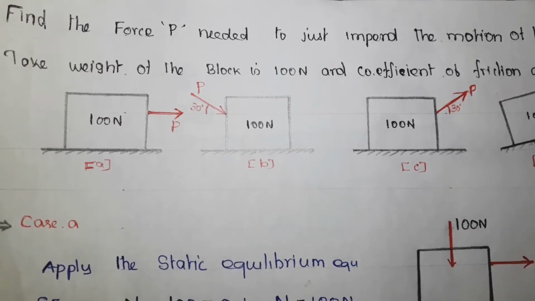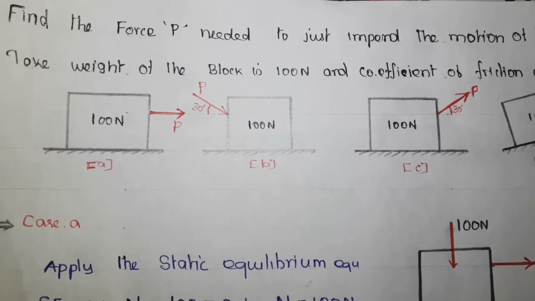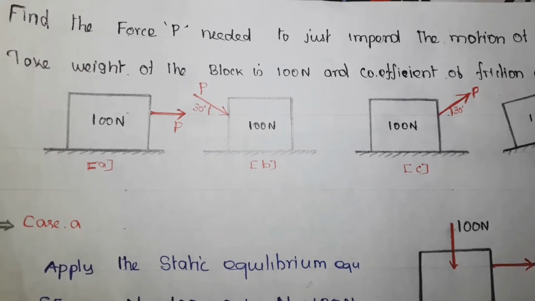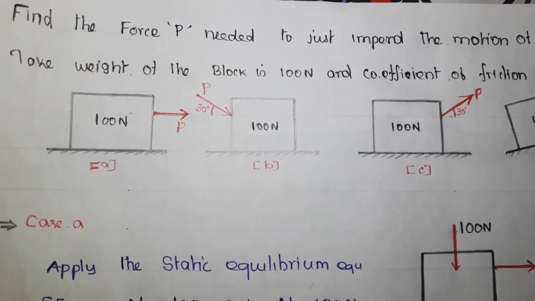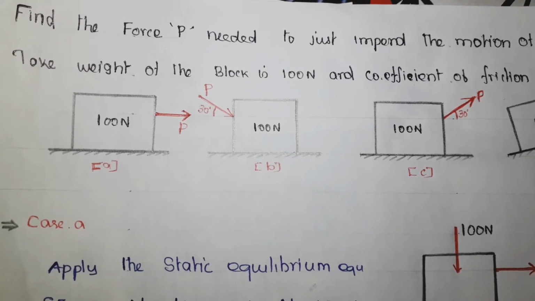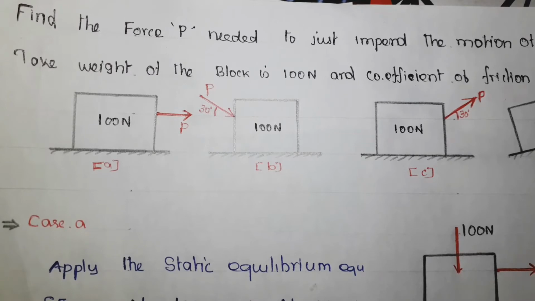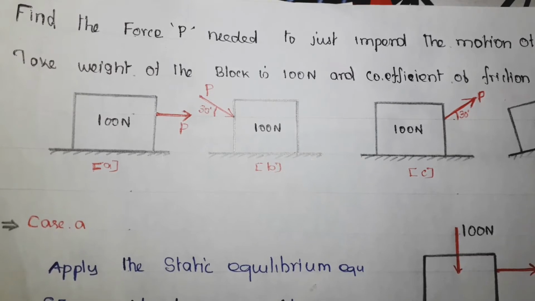Now, before going to solve this problem, for every problem in engineering mechanics, there are 5 important steps. The first step is to read the problem well and understand it. If possible, write the given data. Then the second step is to draw the free body diagram. A free body diagram is a diagram that isolates our focused object from the surroundings.